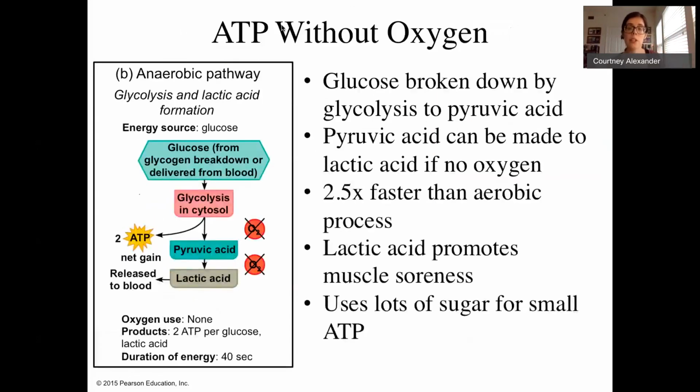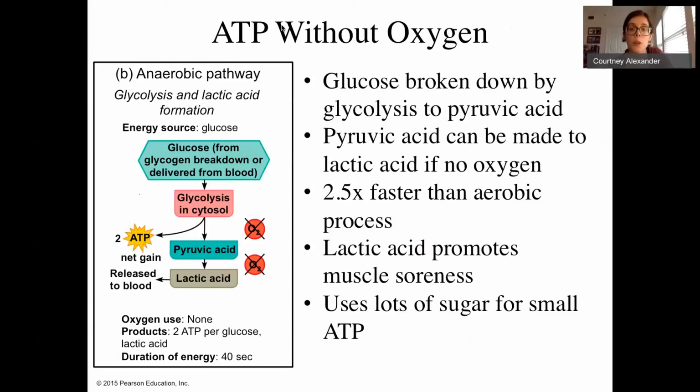The other way you can do it is, if you're not taking in enough oxygen, you can do lactic acid fermentation. So you can take glucose and send it through glycolysis. This should be a review from Bio 1000. You send it through glycolysis, right? You end up with 2 ATP. And if you don't have enough oxygen, you can then convert the pyruvic acid into lactic acid and release that into your blood. However, lactic acid will promote muscle soreness, and you're going to use a lot of sugar to only get 2 ATP. You'll burn through this in about 40 seconds. So now we've taken you to almost a minute.